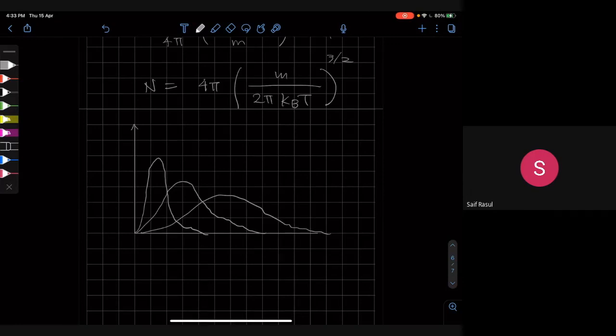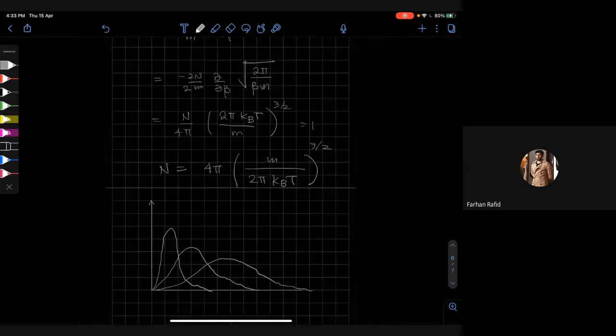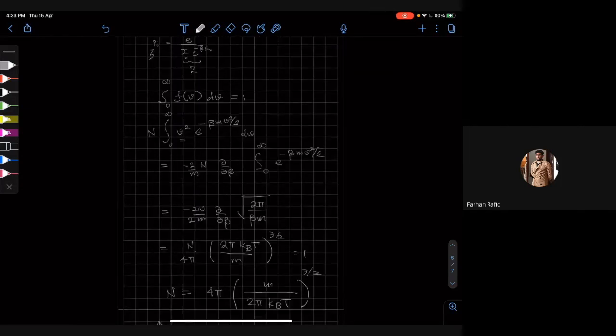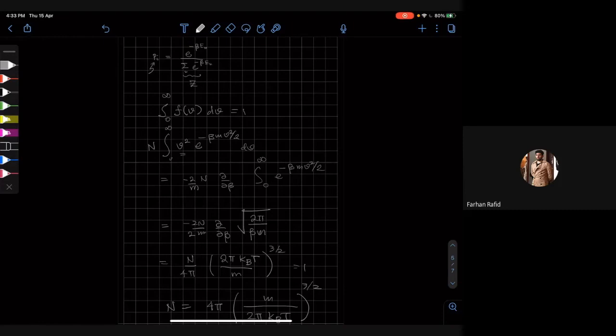Any questions? Sorry, you took out the v squared and neutralized that with 2 by m or something. So how did you take the v squared out if the integral depends on it? No, I didn't take out the v squared here. See, this is beta. This integral should have a dv here.